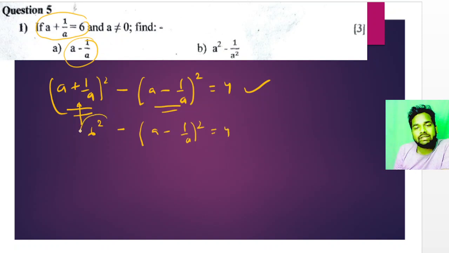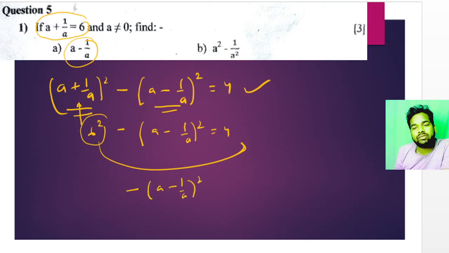You just bring this 6 square to this side. So you can write minus a minus 1 by a the whole square is equal to 4 minus 36. It is going to become minus 32. And since here is minus and here is also minus, you can cancel this one, that is a minus 1 by a the whole square is equal to 32.